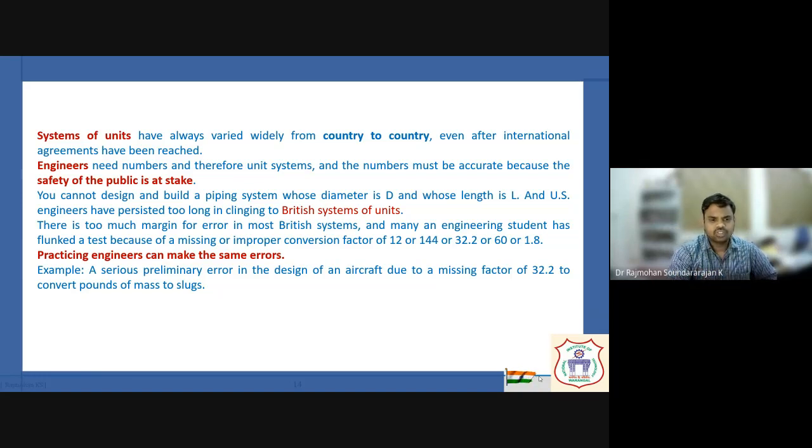Okay. Say, for example, a series of preliminary errors in the design of an aircraft was due to a missing factor of 32.2, because the person forgot to convert the pounds of mass to slugs.